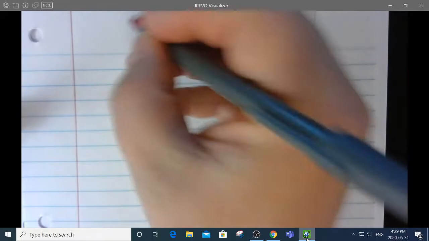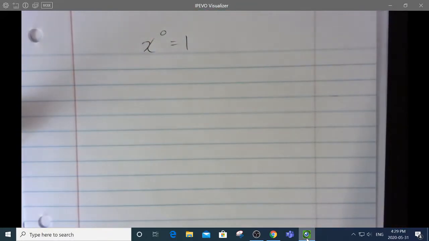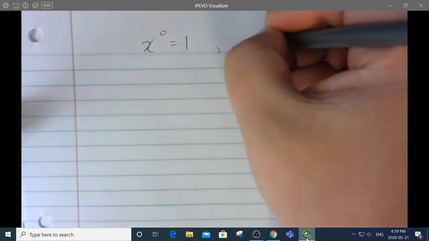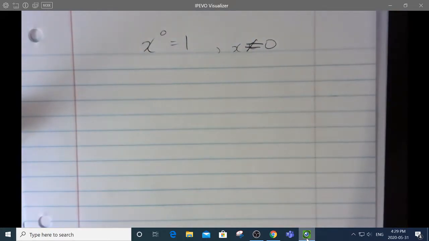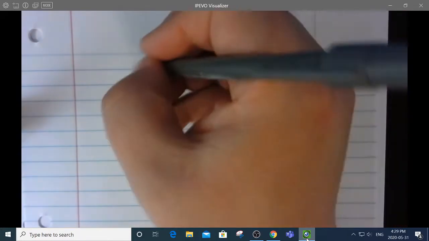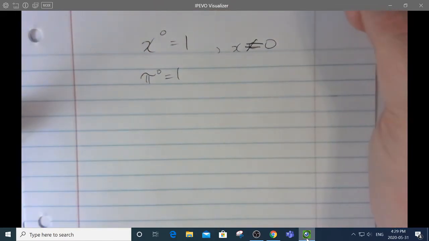Do you remember how your grade 9 teacher tried to convince you or prove to you that this rule must be true for all numbers except x? I should say x cannot equal 0. But for every other number in the universe, that is a true statement. Even fractions, decimals, even pi to the power of 0 is 1. Everything except for 0 to the power of 0 is 1.